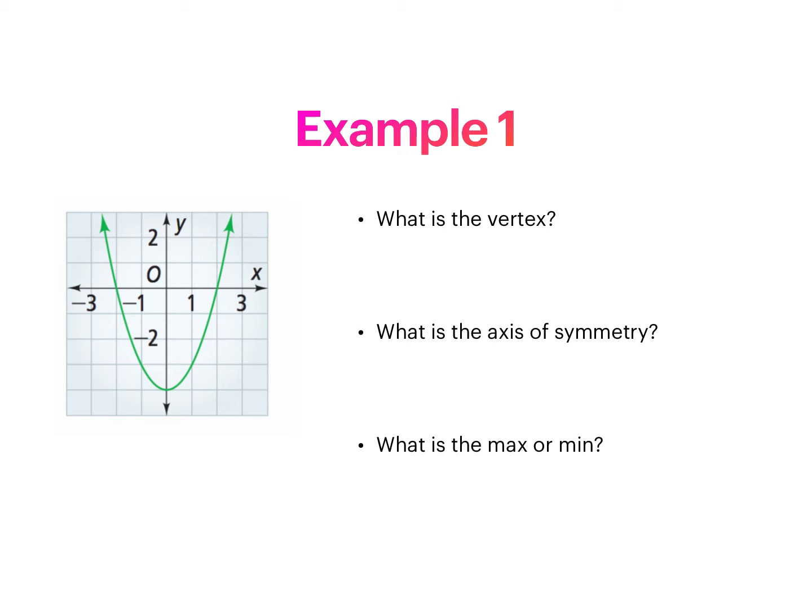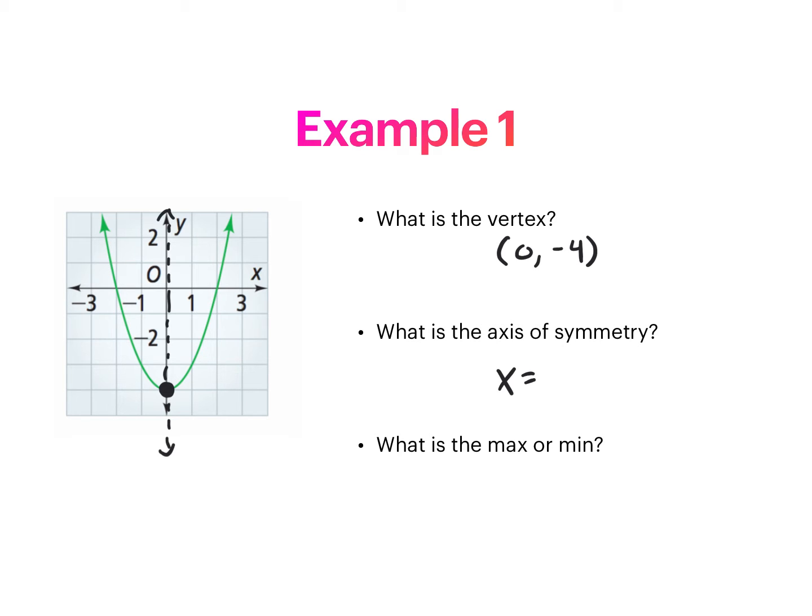So example 1, what is the vertex? So our vertex is at either the lowest point or the highest point. So our vertex would be here. What point is that? 0, -4. Awesome. And then our axis of symmetry is the dotted line that goes right through our vertex. So what's our axis of symmetry here? Awesome.